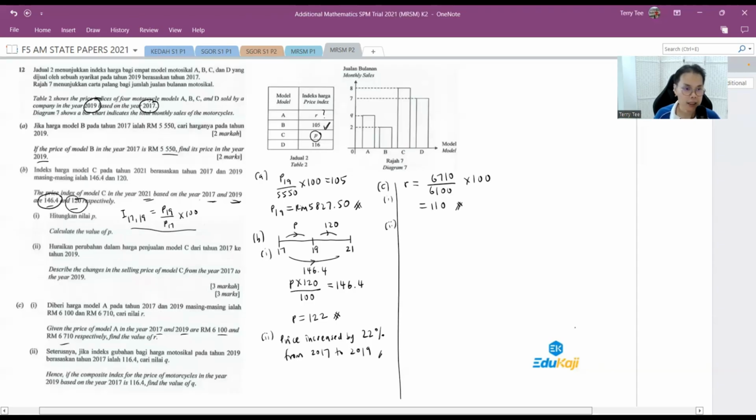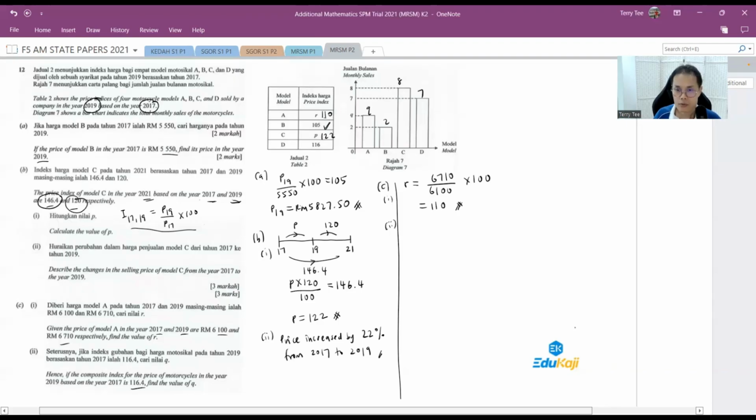The next thing is I also need to find the composite index. Hence, if the composite index for the price of motorcycle is 116.4, find the value of Q. Well, I know my P, I know my R. My R is 110. My P is 122. Q is the monthly sales here. The monthly sales will be your weightage. In this case, this is Q, this is 2, this is 8, this is 7. Quite easy to see.